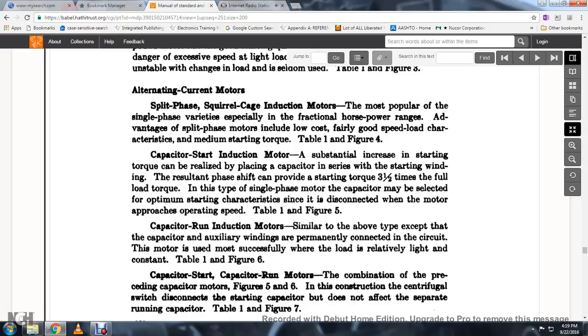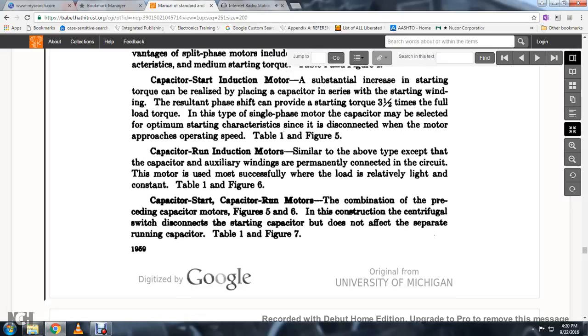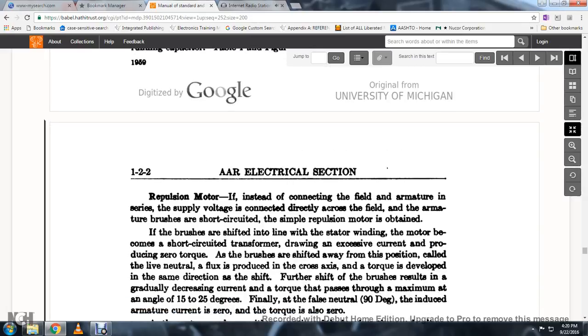Capacitor run induction motors are similar to the above type, except the capacitor and auxiliary winding are permanently connected in the circuit. This motor is usually used most efficiently where the load is relatively light and constant. See Table 1, Figure 6. Capacitor start, capacitor run motor is a combination of the preceding two capacitor motors, Figures 5 and 6. Construction: a centrifugal switch disconnects the starting capacitor but does not affect the separate running capacitor. See Table 1, Figure 7.